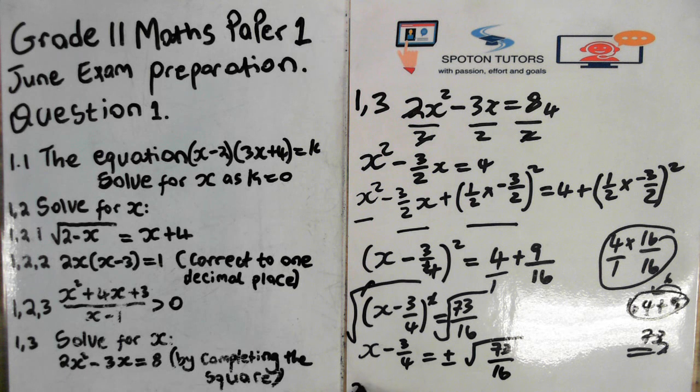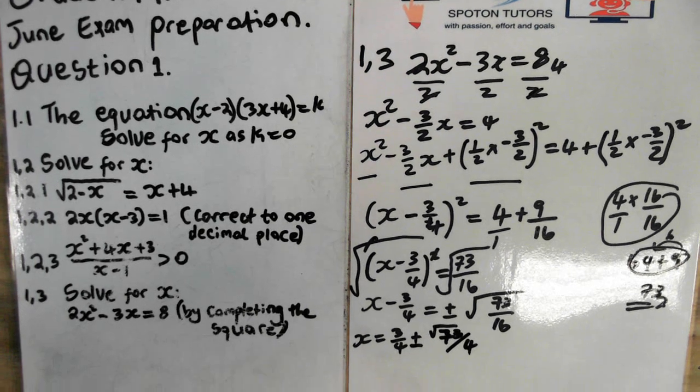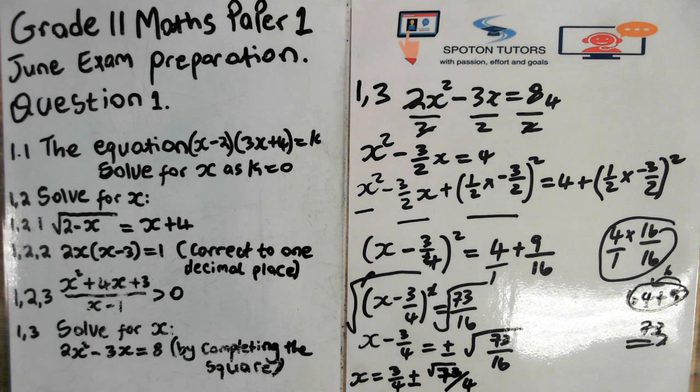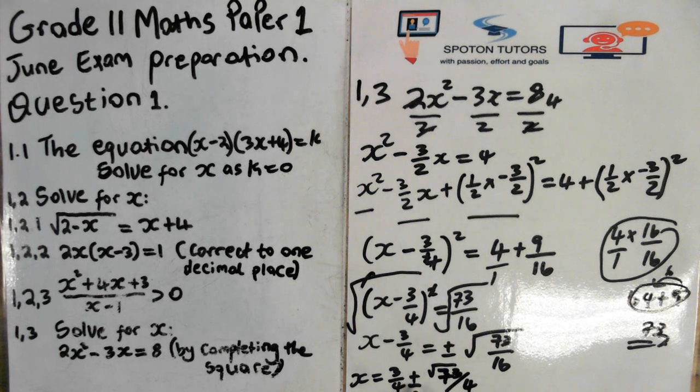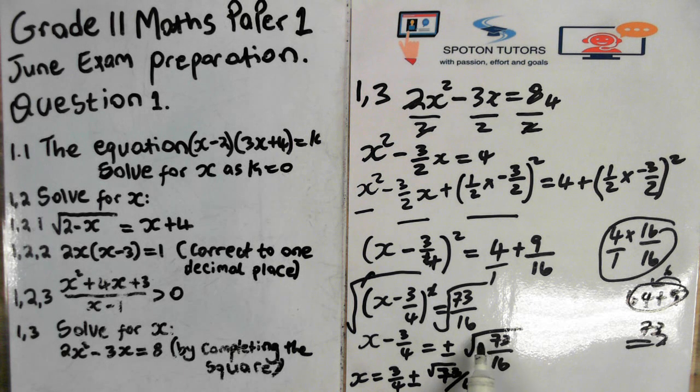final step for your answer, x is equal to 3 over 4, because this obviously will be there. 3 over 4 plus or minus root of 73 over 4. Root of 73 over 4. Let me just try to project that. There we go. So your final answer is x is equal to 3 over 4 plus minus root of 73. We didn't find the root of 73, but we did find the root of 16, which is 4. That's your final answer.